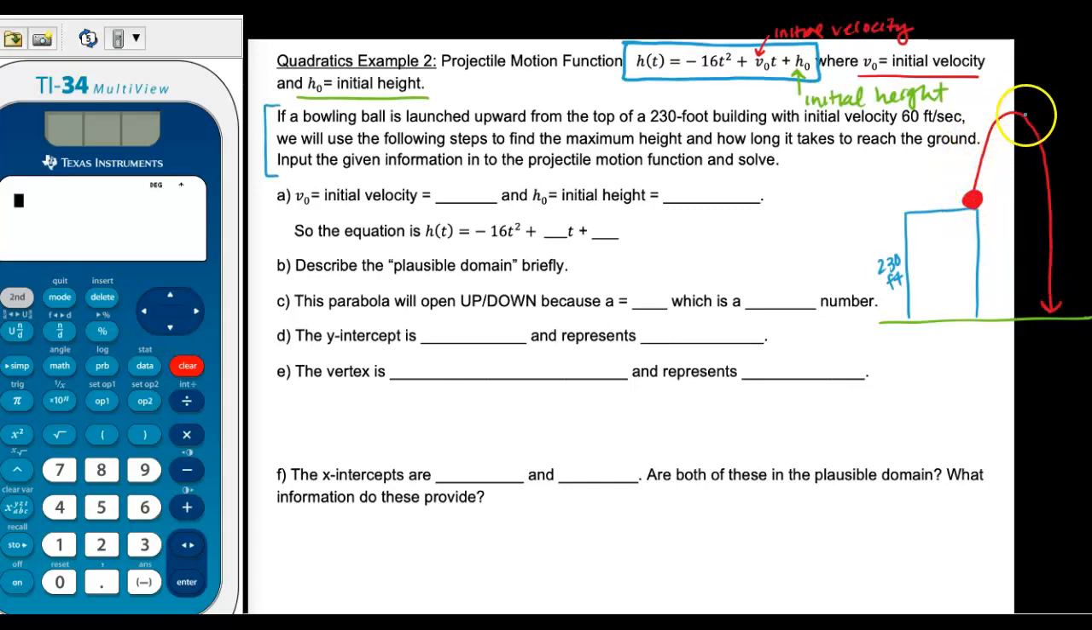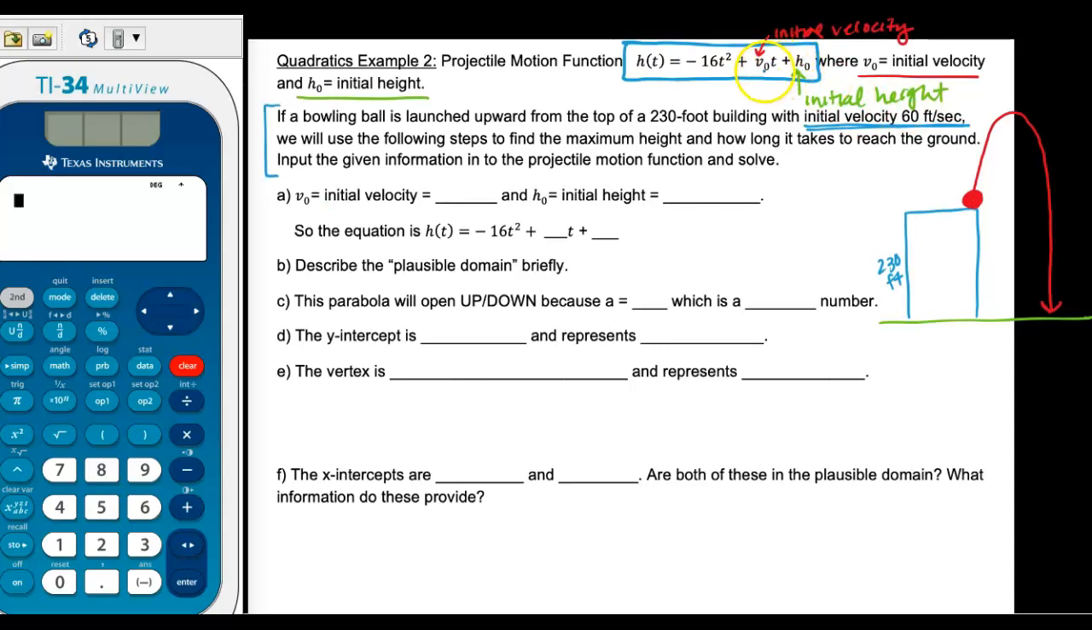You can see that motion looks like the shape of a parabola, part of it. I mean, obviously the bowling ball kind of cuts off the left side, but it looks very parabolic in how it's moving. And so this ball has an initial velocity of 60 feet per second. And we'll be using the following steps. We're going to find the maximum height of the ball and how long it takes to reach the ground. So let's start with the equation.